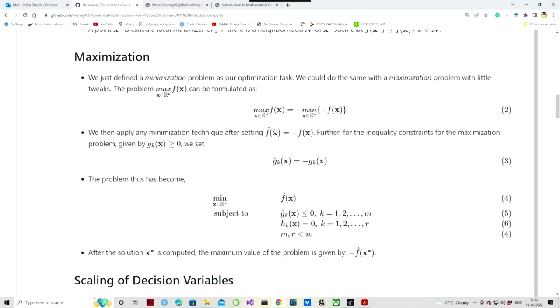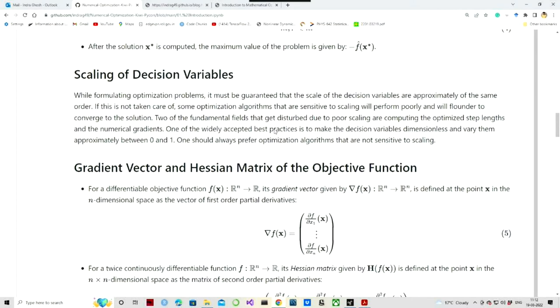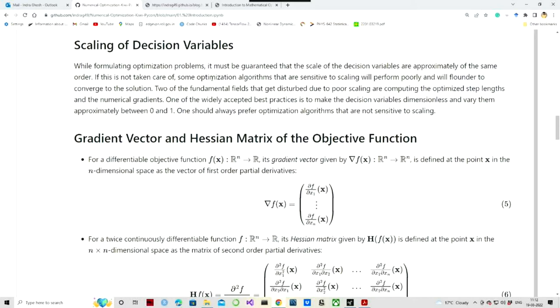Another important topic is scaling. Scaling of decision variables means that while formulating these problems, it should always be guaranteed that the scales of the decision variables, I mean the vector x, are approximately of the same order. If that's not taken care of, the algorithm will not perform the way you want it to, and it will find it very difficult to converge to the solution. Two of the fundamental quantities that get disturbed by poor scaling are the optimization step lengths and also the gradient. We'll see what gradients are just after this.